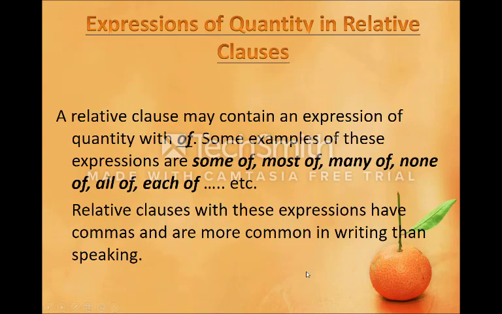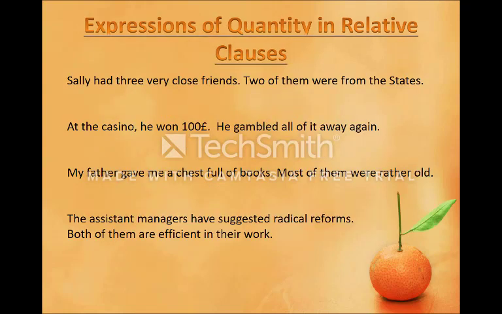Now, what about the expressions of quantity in relative clauses? A relative clause may contain an expression of quantity with of. Some examples of these expressions are some of, most of, many of, none of, all of, each of, etc. Relative clauses with these expressions have commas and are more common in writing than in speaking. So let's look at the expressions of quantity in relative clauses.